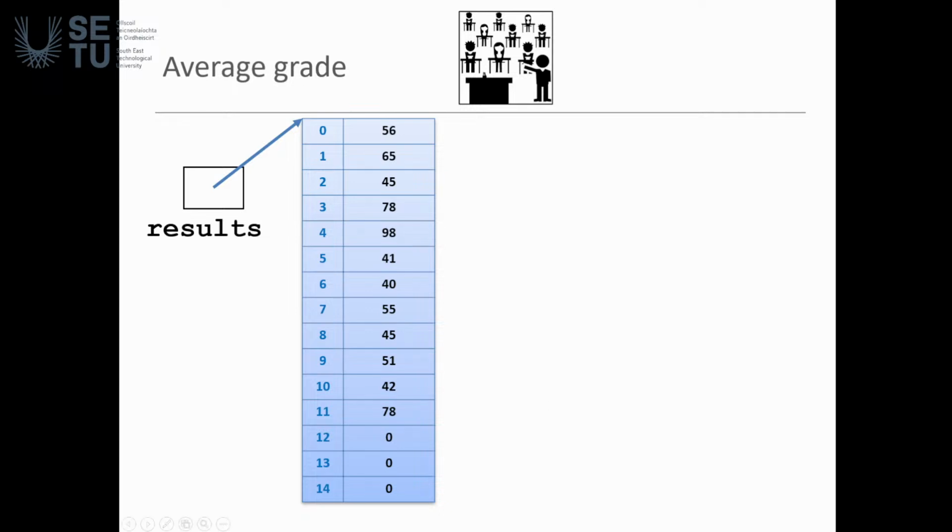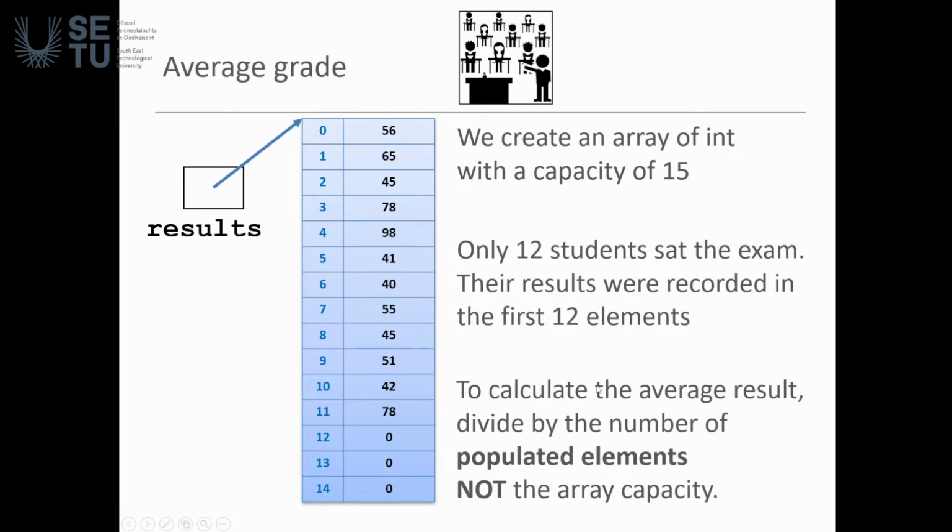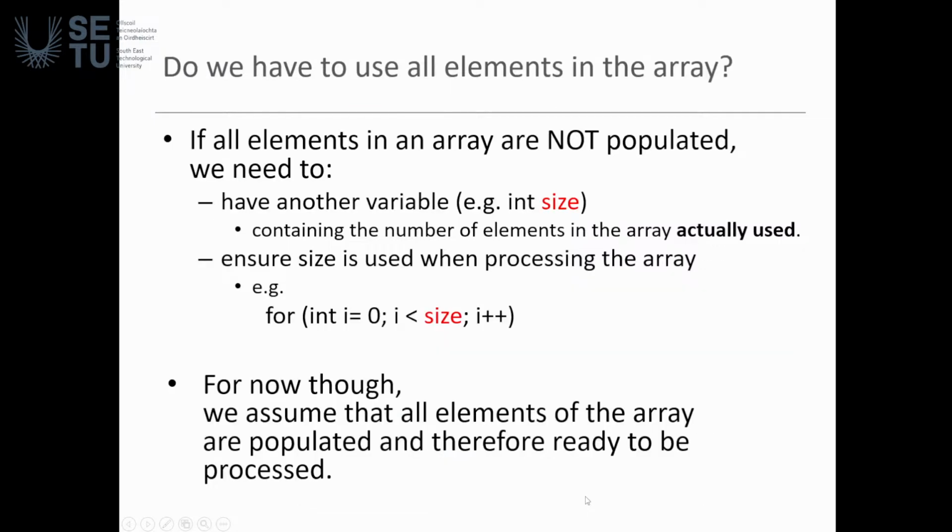So we will have our result, and you can see here we have the first 12 elements are filled. So therefore 12 students arrived on the day and 3 didn't. So we'd want to remember that when we're doing it. So we'd create an array with a capacity of 15. Only 12 students sat the exam. So we only record the first 12. And to calculate the average student, we divide by the number of populated elements, not the array capacity.